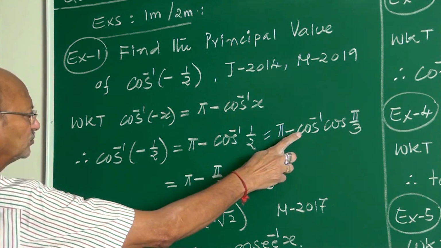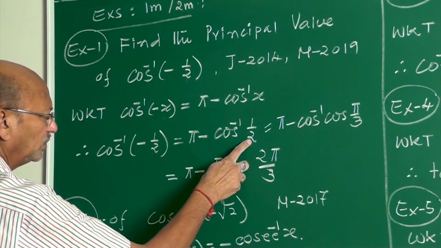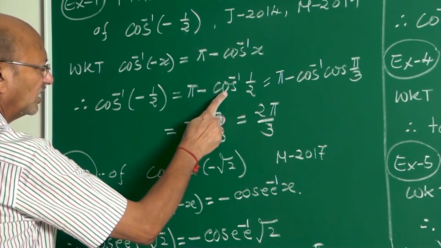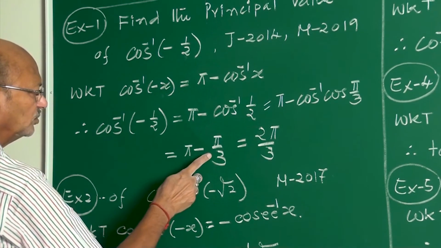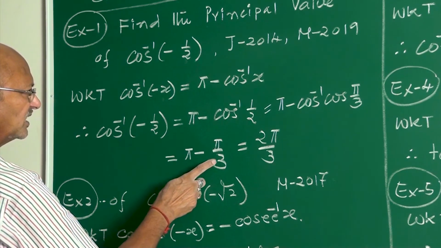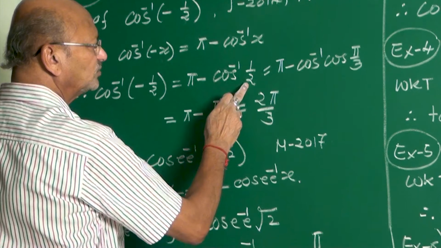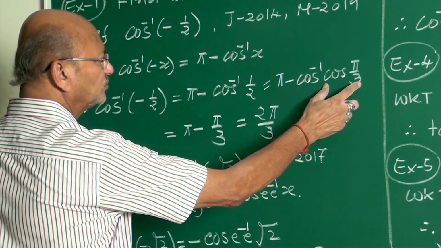It is pi minus cos inverse 1 by 2. Either you write directly the corresponding angle whose cos is 1 by 2. You know cos 60 is 1 by 2. Then cos inverse means it is only the angle itself. Otherwise, you can write like this: cos inverse, what is 1 by 2? Cos 60 is 1 by 2.